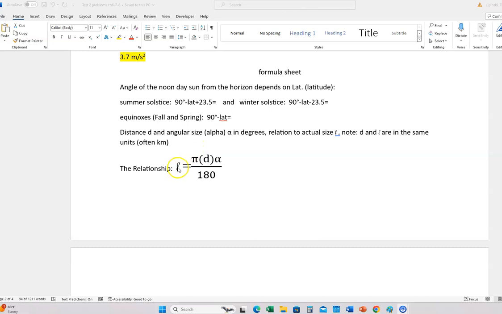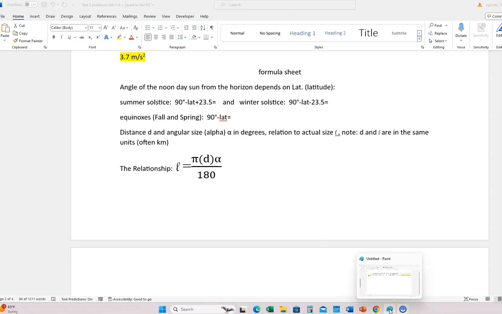So script L is the actual size of the object. Pi over 180 is a constant. D is the distance to the object, and alpha is the angular size of the object. All right, so let's get to the problem.